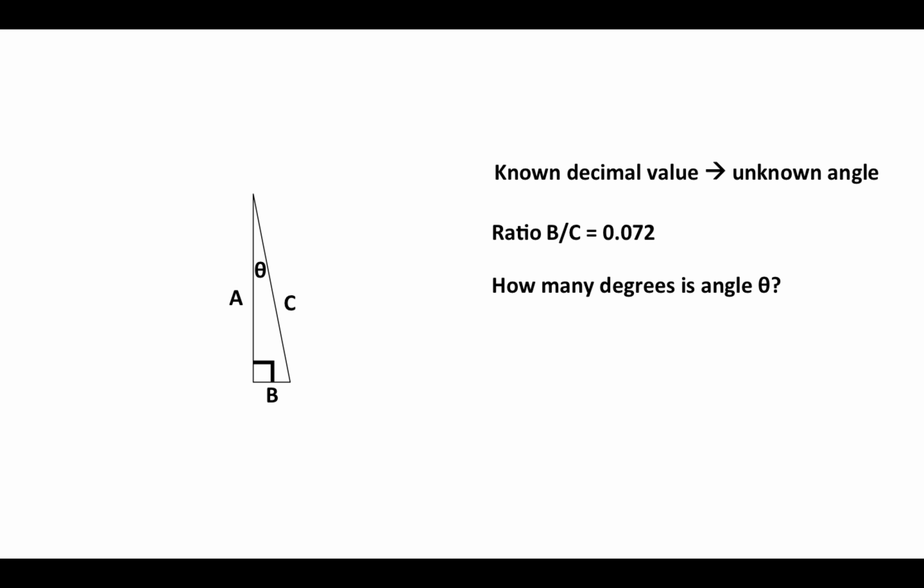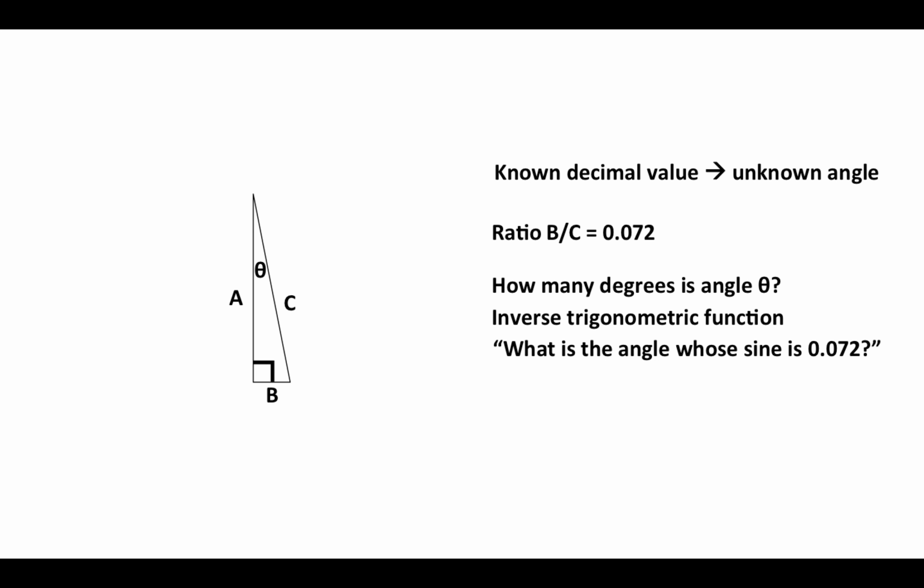It's equally valuable to be able to go from a known decimal value to an unknown angle, and we'll illustrate that with the triangle on the left. Supposing I know that the ratio of side B to side C is equal to 0.072. My question is, how many degrees is angle theta? This is an inverse trigonometric function. The question is asked this way: what is the angle whose sine is 0.072? And that is known as the arcsine function.